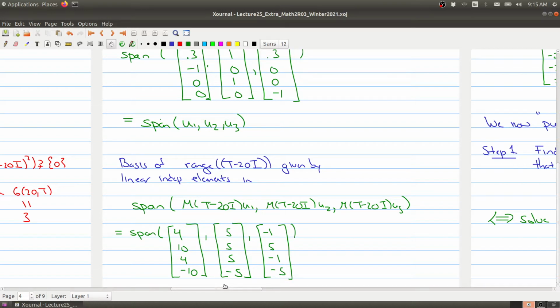So you have these elements right here, but they are not linearly independent, because if I take the first element and subtract the second element, I get the third element. So the third element is redundant. So the basis for the range can be written in terms of the first two vectors: 4, 10, 4, negative 10, and 5, 5, 5, and negative 5. Okay, so there we go.